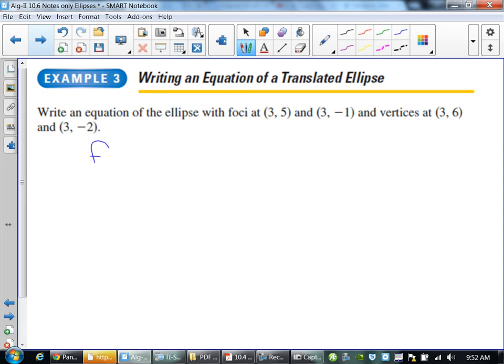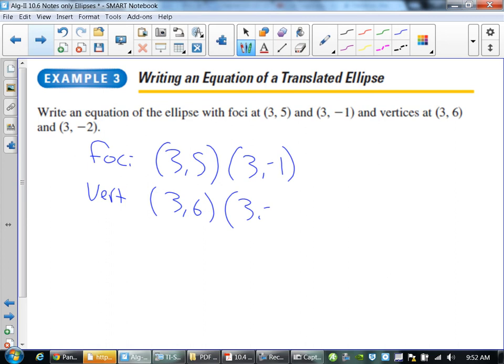So you have foci at 3, and vertices at 3, 6 and 3, -2. Wait, I have a question. Real quick. Yes, ma'am. So is the foci always going to be just whatever h and k is, and then what c equals? Maybe.